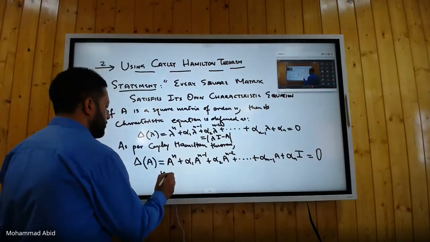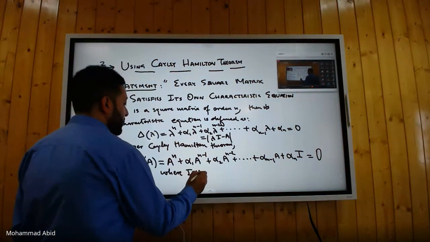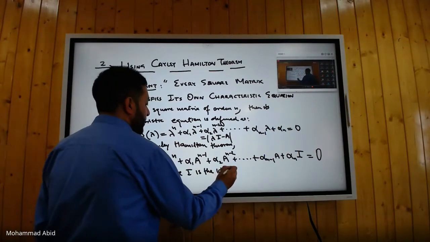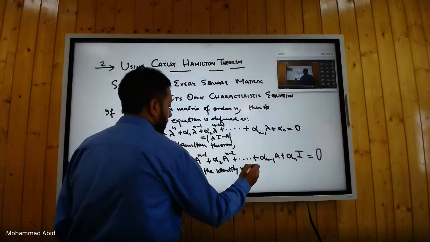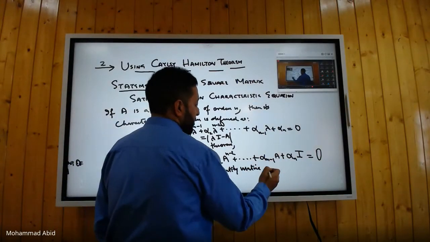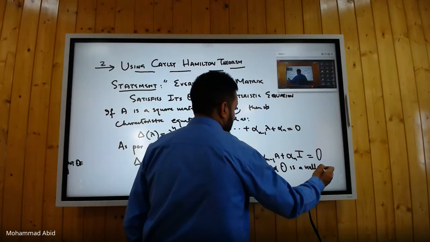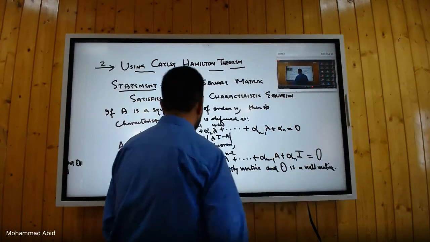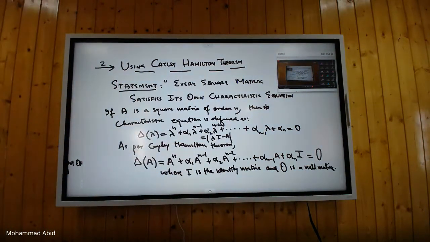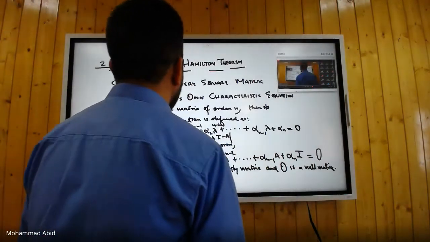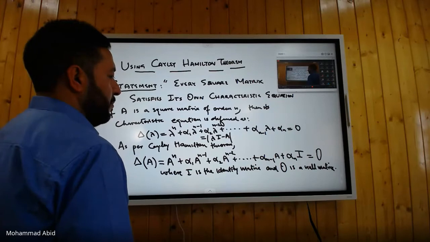Where I is the identity matrix and this big zero is a null matrix. You get me? So this theorem basically will be used to evaluate the state transition matrix. Let's see how we can use it to evaluate state transition matrix. And in fact, not only state transition matrix, any matrix function of a square matrix can be evaluated by use of Cayley-Hamilton theorem. I'll show you how we can do that.